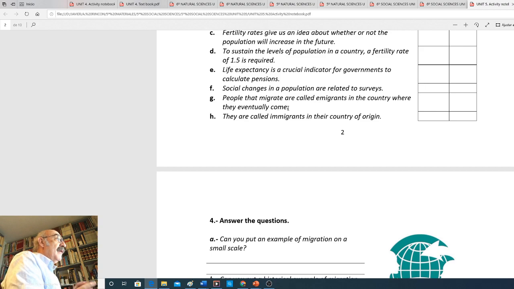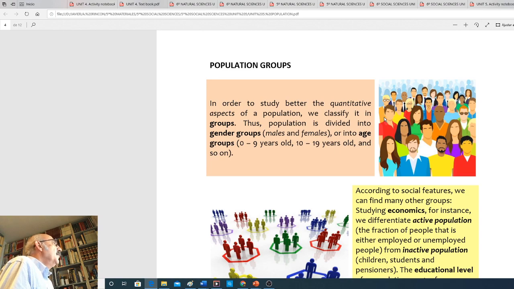And finally, they are called immigrants in their country of origin. No, in the country of origin, they are called emigrants. There are Spanish emigrants, okay, and people that come from abroad are called immigrants. Okay, many of them in Spain at this moment. Very good.